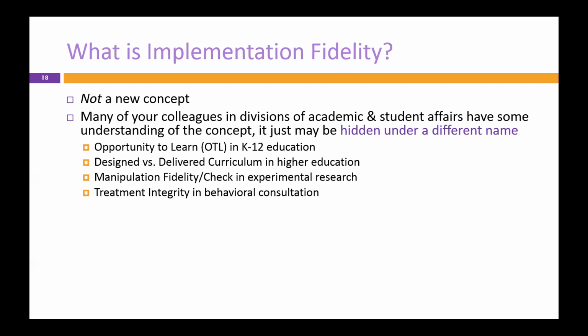Okay. If you talk to people that do experimental research on your campus, they're going to call this a manipulation check. And if you talk to practitioners, faculty or clinicians that do behavioral consultation, they're going to call this treatment integrity. It all falls under the umbrella of implementation fidelity. But I think because it's called different names, it makes it harder for people to understand what it is.